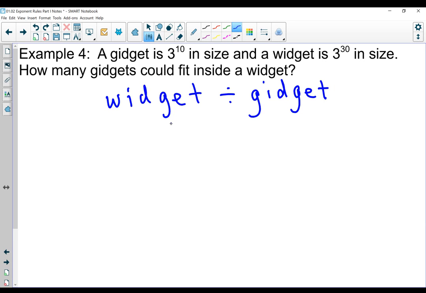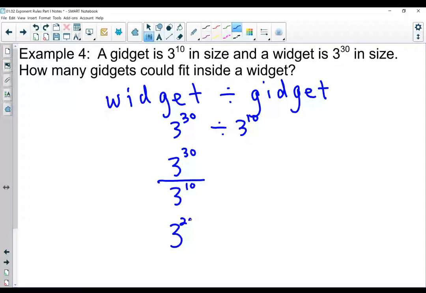So that means we're doing 3 to the 30th divided by 3 to the 10th. And then I'm going to write it as a fraction. 3 to the 30th divided by 3 to the 10th. So this is where I really probably don't want to write out 33s. This is where all that practice with properties and visualizing is going to pay off now. So here I have 30 factors written out. Here I have 10. I can cross out 10 of those factors and take those 10 away. I would be left with 3 to the 20th power. So 3 to the 20th could fit inside.